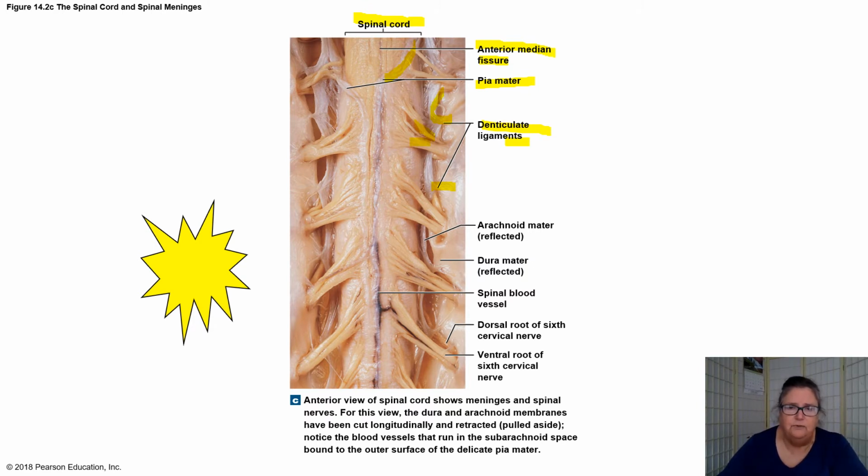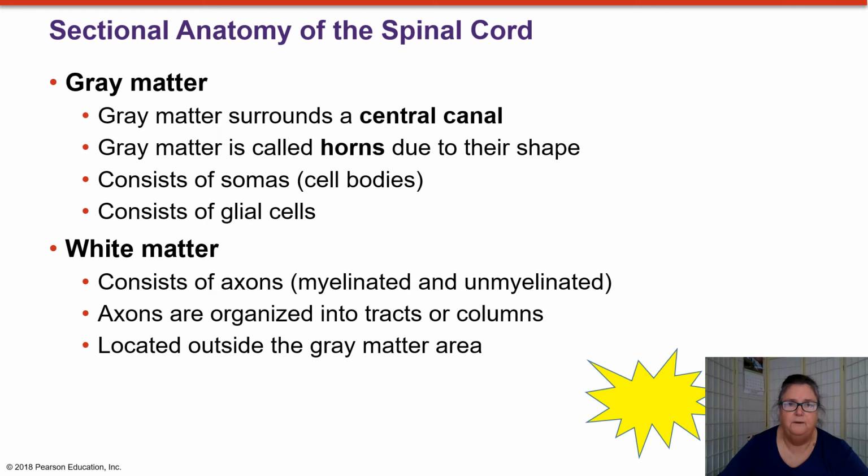Okay, so those are ventral roots, right, because we don't see the ganglion. There's the dura mater, and of course reflected means peeled back. There's that spinal blood vessel. A little bit farther back we see the dorsal root ganglion, and this is a ventral root. We see rootlets and ventral roots. You'll see this also in that video, the unfixed spinal cord.